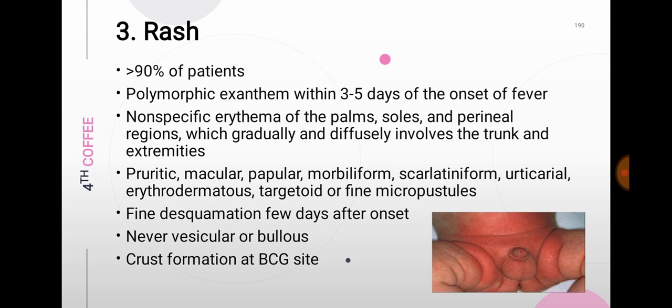So it's never a vesicular or bullous lesion. If you have vesicular or bullous lesions, think of your staphylococcal scalded skin syndrome, or your PEM, what else? Other superficial skin infections. Crusting on your BCG site. So you check your BCG site.